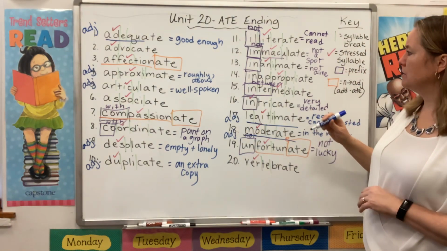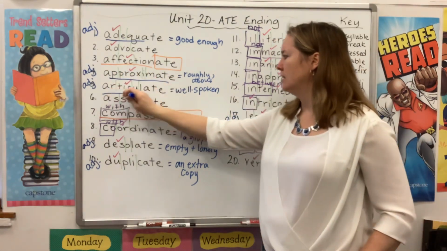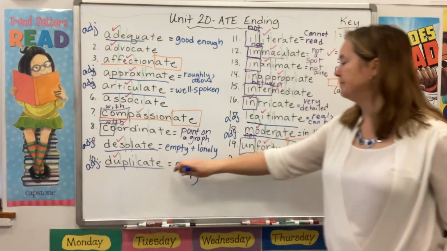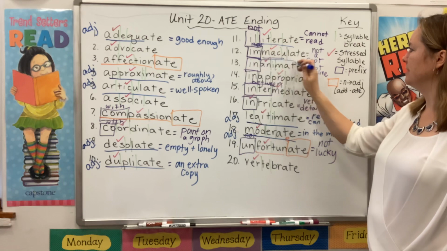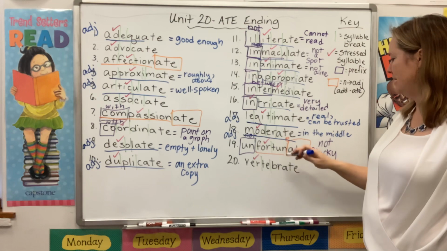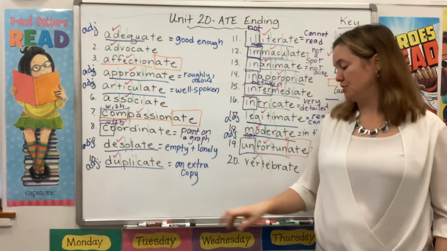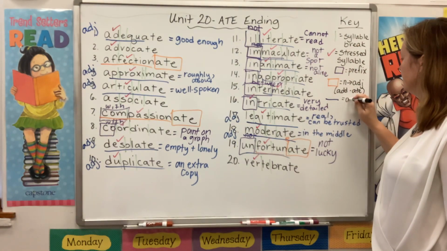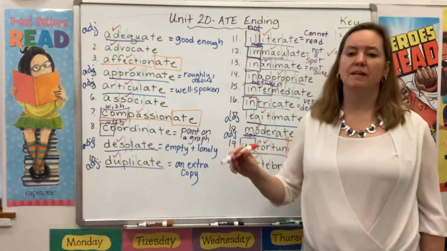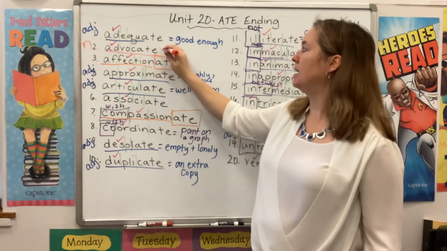So all of these words that I underlined: adequate, approximate, articulate, desolate, duplicate, illiterate, immaculate, inanimate, inappropriate, intermediate, intricate, legitimate, moderate, and unfortunate. All of these are adjectives. But then we have some nouns hiding in here as well. So if you think about an advocate, that's a noun. That's a person who helps you.